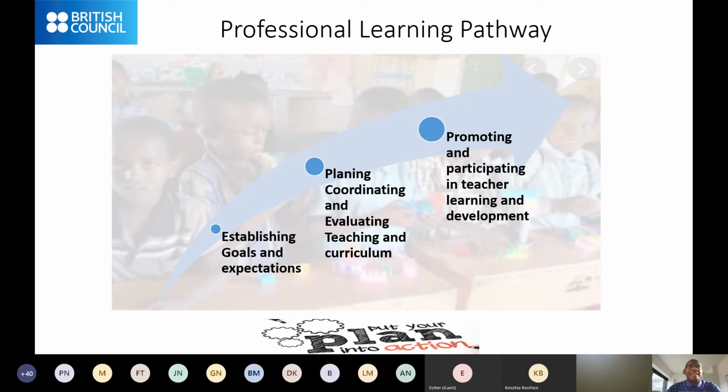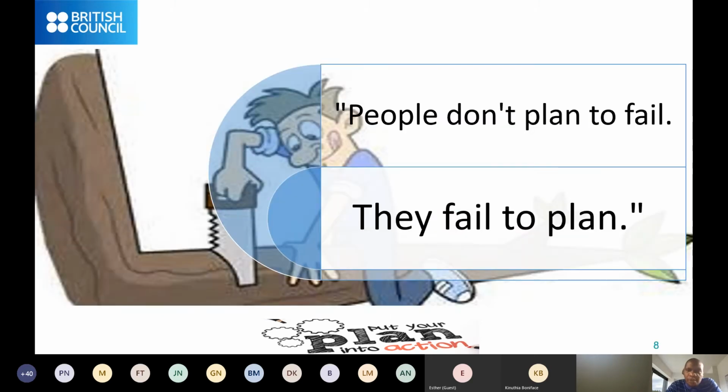And finally, am I doing it just to check a box or because I was told to? Or am I doing it because I want to develop professionally? Because this is a professional learning opportunity for me. So that is also something which we need to appreciate as we are going through action planning. So it's very critical to understand that people don't plan to fail.